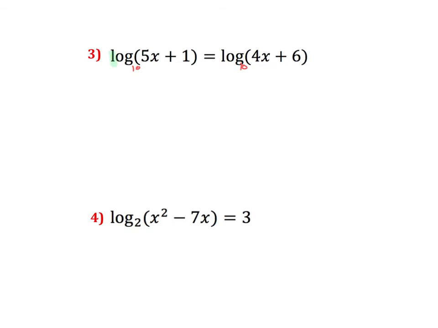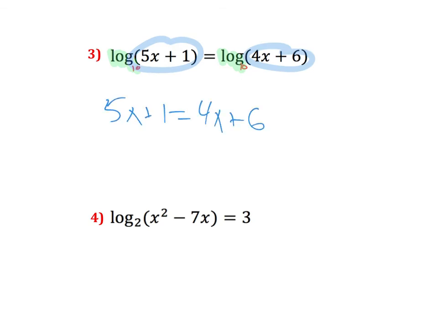Regardless, I have logs on both sides sharing the same base, so I really don't even care what the base is as long as it matches. What I'm more concerned with is these arguments here, because now I can make the statement that 5x plus 1 is equal to 4x plus 6. So I've taken something that looks scary and transformed it into a little algebra 1 style problem. So I could solve this for x relatively quickly. I would get x equals 5.